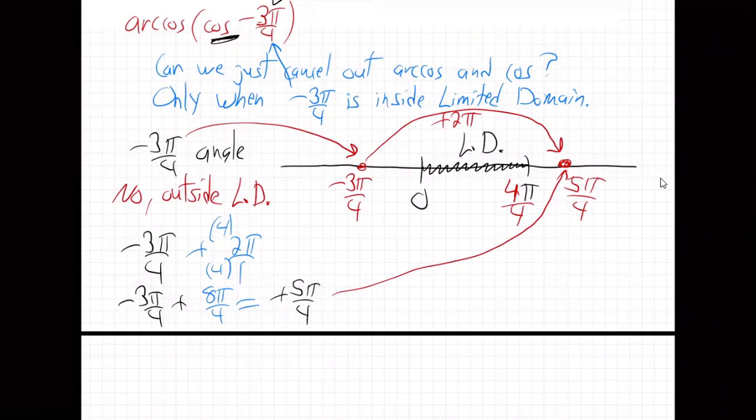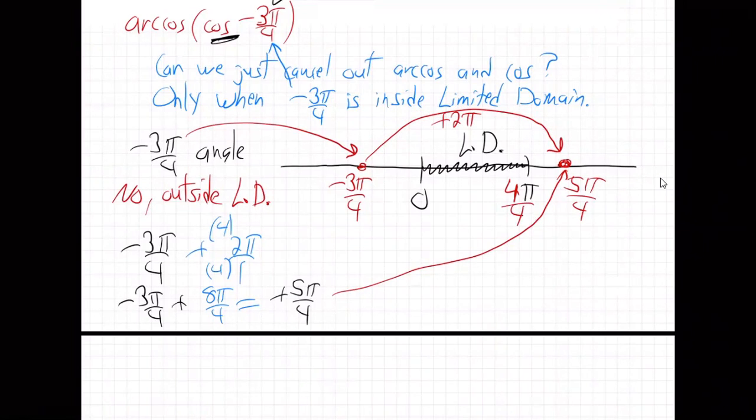So it doesn't look like there's any way we're going to get back in the limited domain. Right? Well, so now subtract 2 pi. Well, you go right back to here. Well, add 2 pi again, back and forth, back and forth. You're never going to get in that limited domain. You're jumping over it. The 2 pi jump is just too big. We're not going to get in the limited domain.